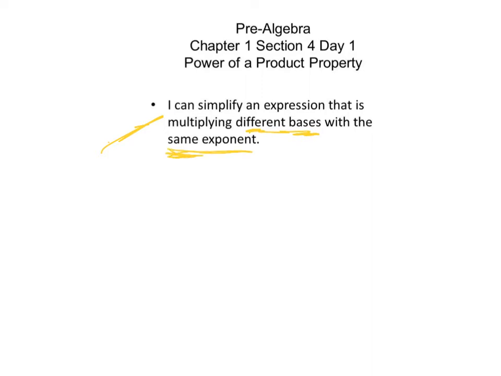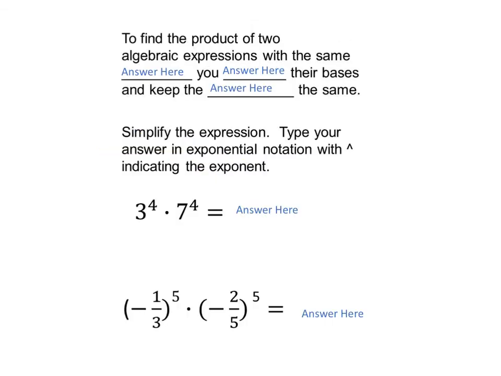So we already talked about multiplying same bases. You add the exponent. Well, this is where you have the same exponent. I guess the base could be the same, but if you have the same exponent, this is what you're doing. To find the product of two algebraic expressions with the same exponent, remember you delete answer here and you type in exponent. You multiply the bases. So that word is multiply. And keep the exponent the same.